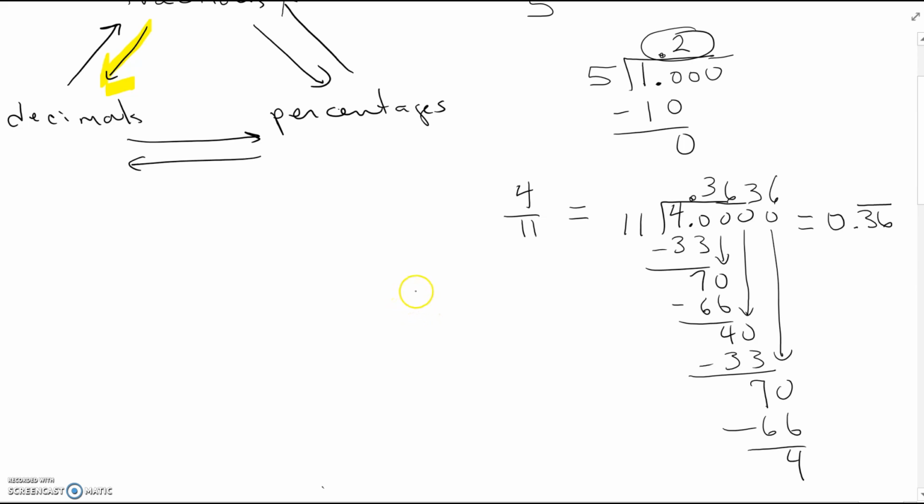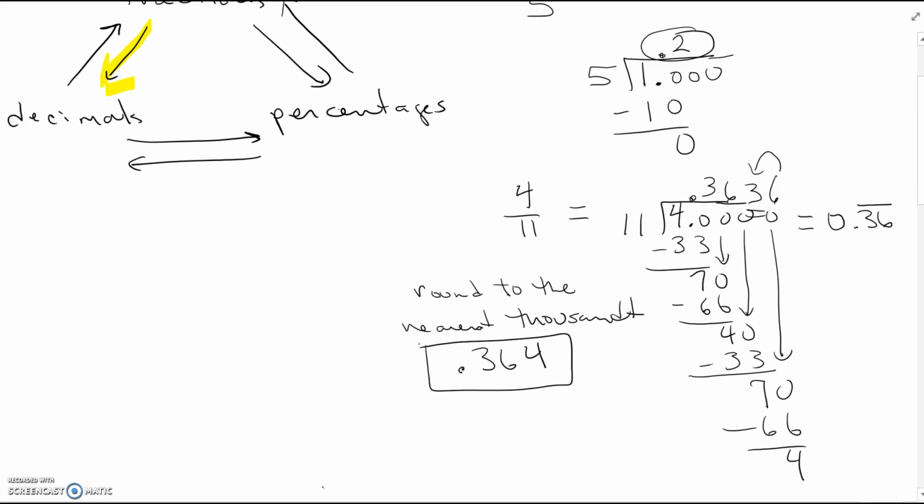We are also often asked to round, and in this class that's what we're going to do, to the nearest, let's say, thousandth. So in this case 4 divided by 11 would be 0.36, and if I'm rounding to the nearest thousandth it would round up to 0.364.